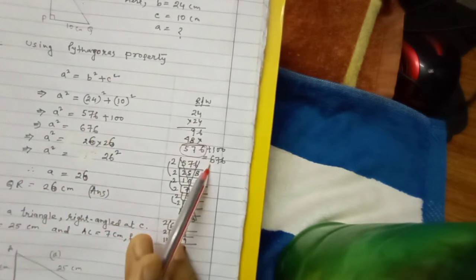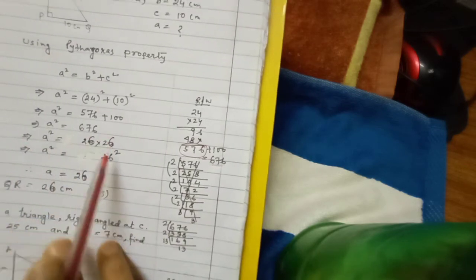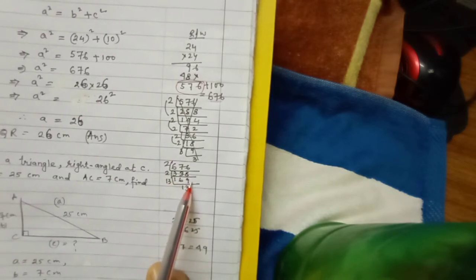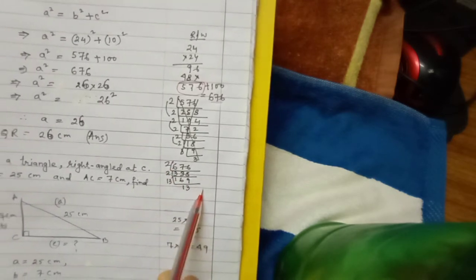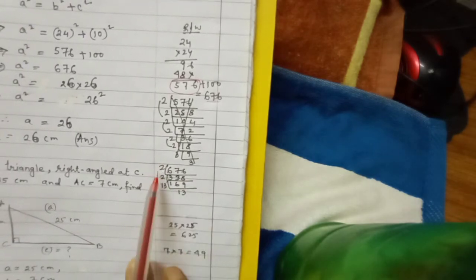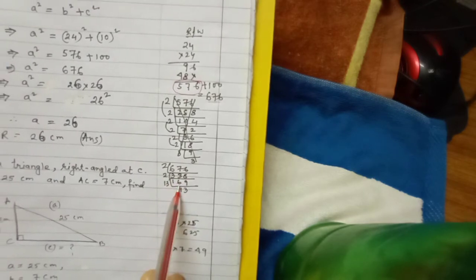Now the result is that we have got A square as 676. Now you know the LCM process. Actually it is not the LCM process, but you are familiar with this word, so I have also used it. It is actually prime factorization. You have to find the prime numbers by dividing it with the prime numbers.